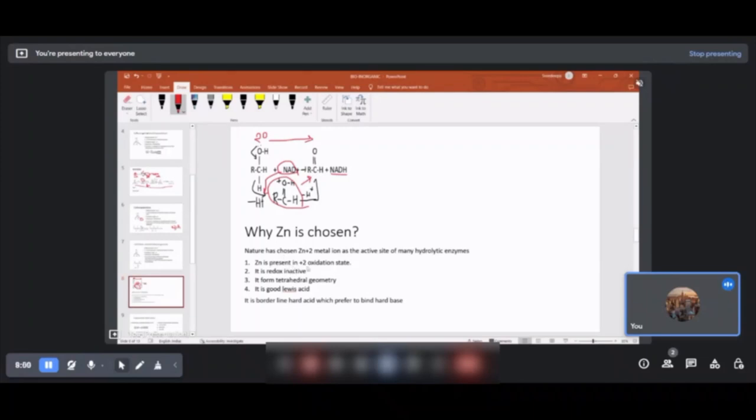First, zinc is present in the +2 oxidation state, and it is redox inactive, that is, it will never get converted to any other oxidation state and will always stay in the +2 oxidation state, never +1 or +3. Since it is redox inactive, zinc will never participate in redox reactions. And it will form a tetrahedral geometry. The fourth point is that it's a very good Lewis acid. As we have said, Lewis acids have a tendency to accept electrons, and zinc with the +2 oxidation state is a very good Lewis acid.